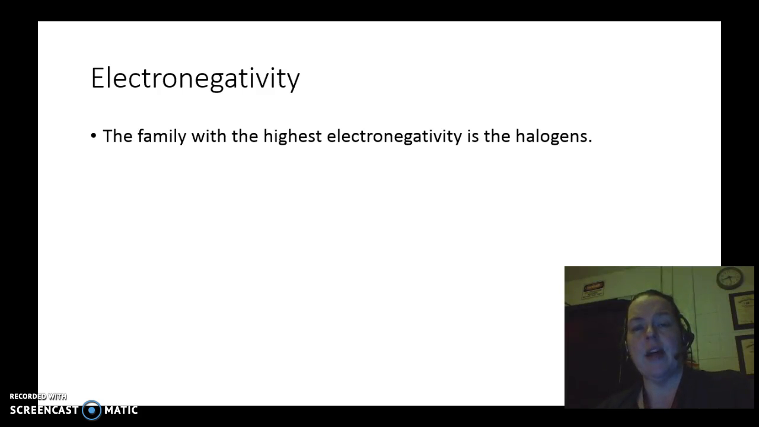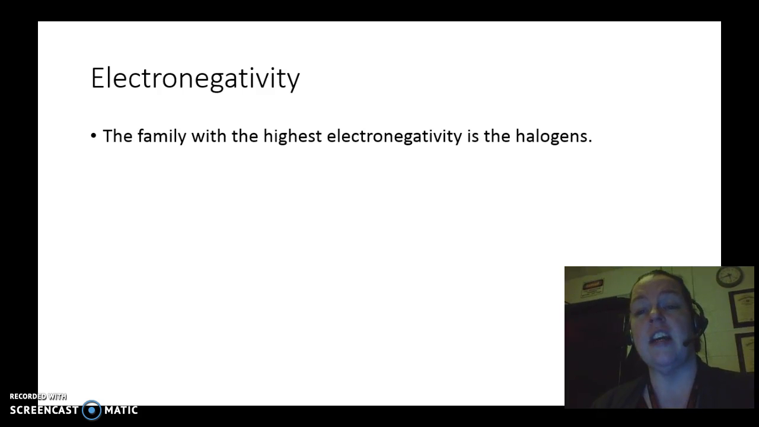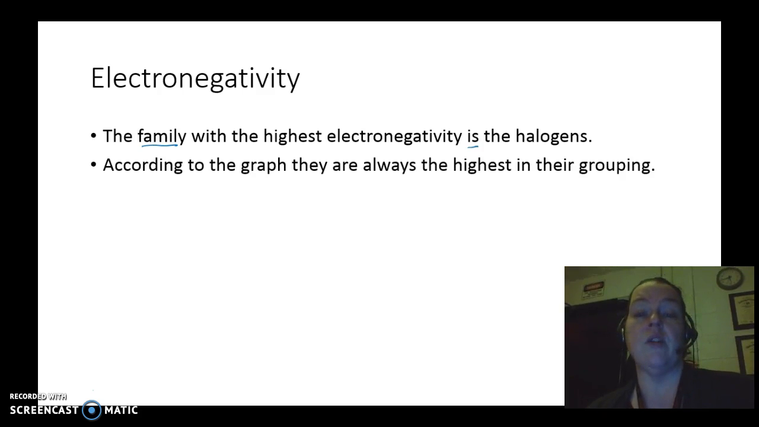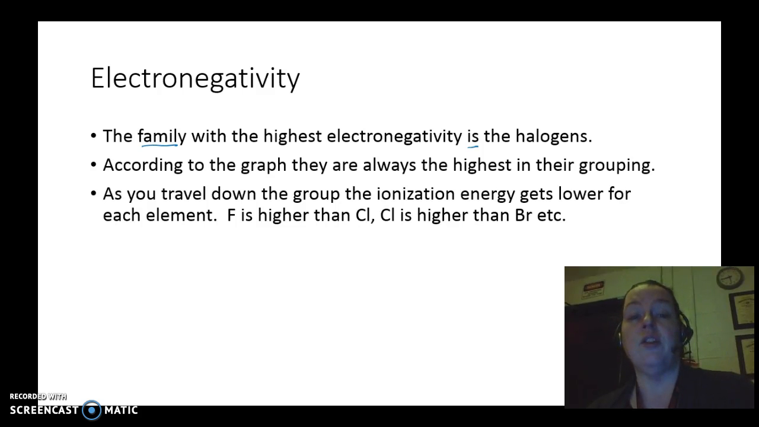Electronegativity. The family with the highest electronegativity is the halogens. As a matter of fact, this word is "is" because family is singular. So we know that very, very clearly. We also see the reason why, according to the graph: they are always the highest in their grouping. So when we look at it, fluorine is the highest, then chlorine, then bromine is next. So we have that. Now, as you travel down the group, the electronegativity gets lower for each element. So fluorine is higher than chlorine is higher than bromine.